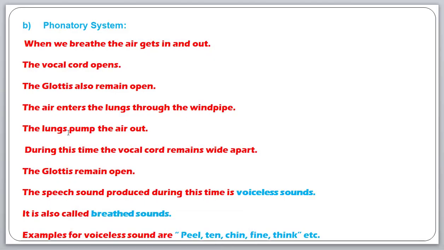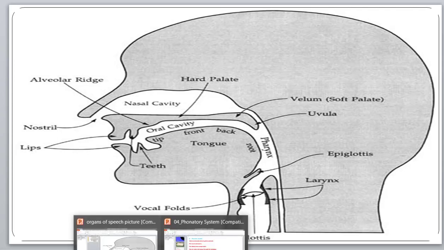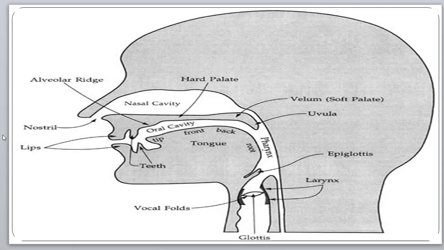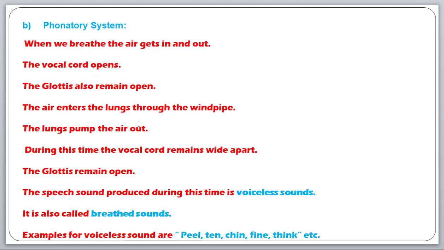Now the lungs pump the air out. Next process, which is in the respiratory process, which we saw in the earlier slide. When the air gets in, the respiratory system does its function. The lung receives the air and sends it to the alveoli, and the alveoli convert it into oxygen, send it to the brain, and the brain gives a command to the lungs, and again the lungs pump the air out.